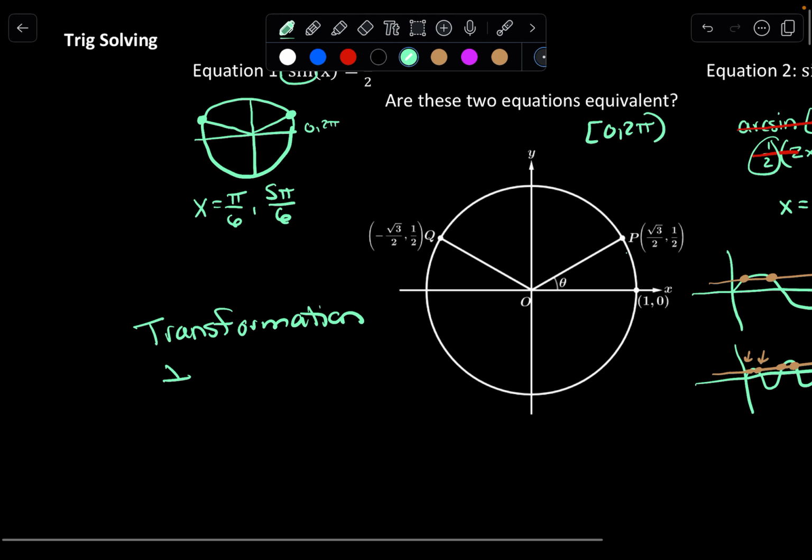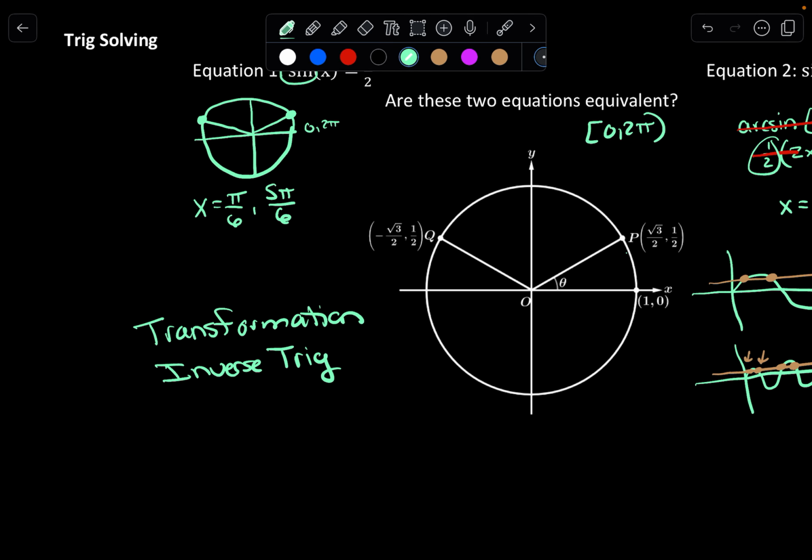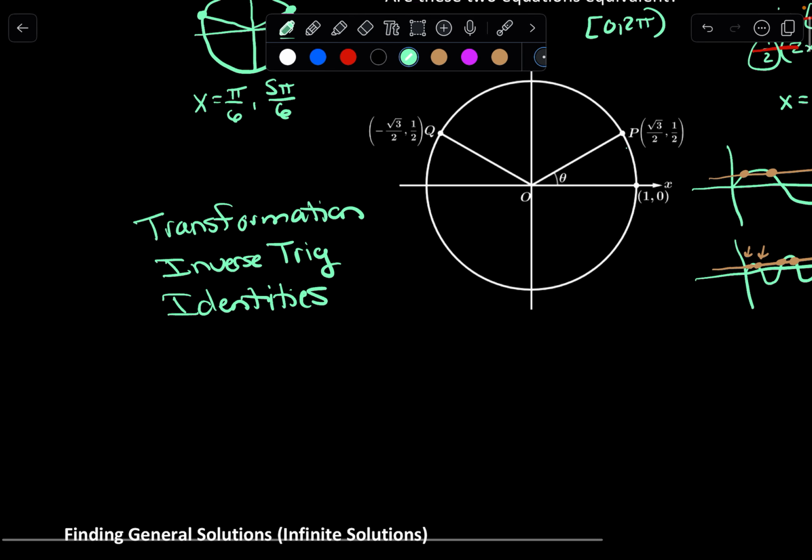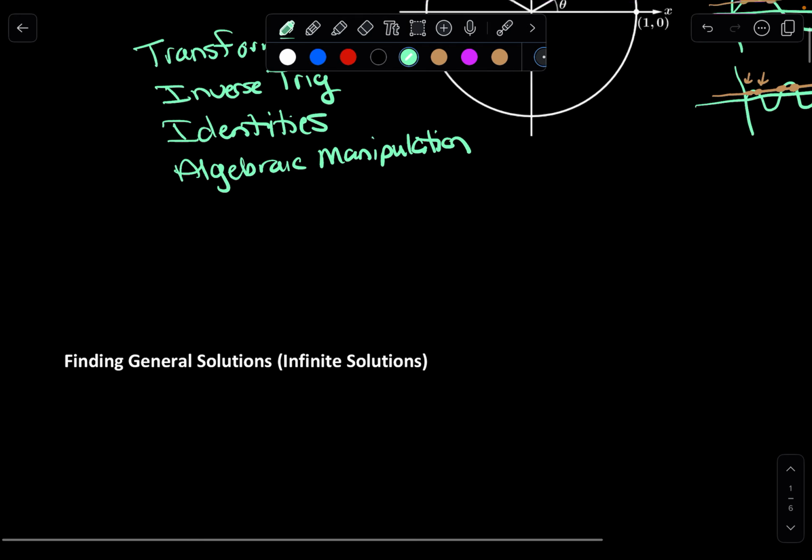You also need to remember how to use inverse trig because we're going to be going back and forth between coordinates and angles. You also need to know your identities. They will come in handy. And something else is algebraic manipulation. This is going to be very important, like what you did in Algebra 2 with factoring and solving and isolating and undoing things and redoing things. This is going to help you solve problems a lot quicker and more efficiently.